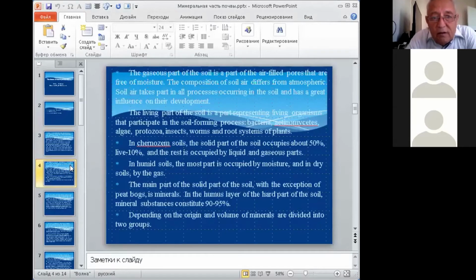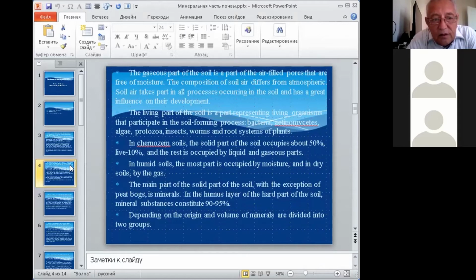The gaseous part of the soil is the part of the air-filled pores that are free of moisture. The composition of soil air differs from atmospheric. Soil air takes part in all processes occurring in the soil and has a great influence on their development. The living part of the soil is represented by living organisms that participate in the soil-forming process.